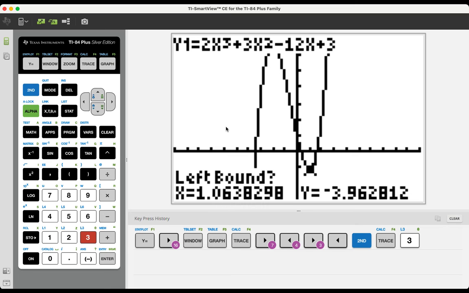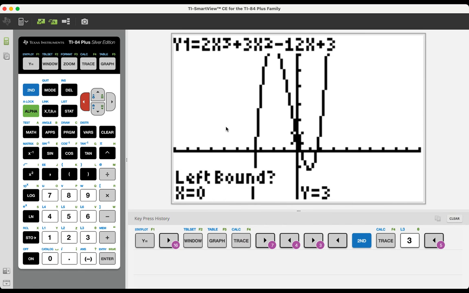The calculator wants you to set a window to look in. So when it says left bound, all it does is want you to move the cursor somewhere to the left of the minimum, somewhere we know is to the left of the minimum. You could be genuinely way out here, far away from the minimum, just so long as you are to the left of it.